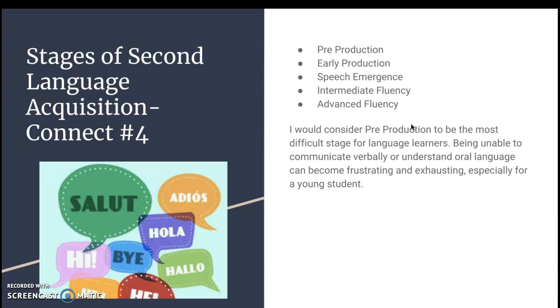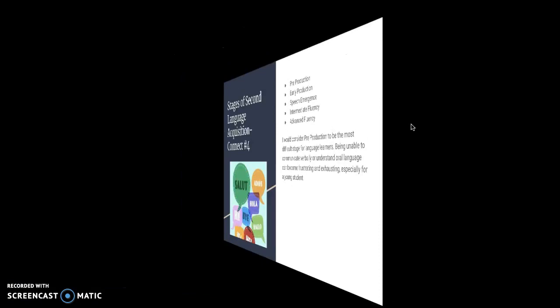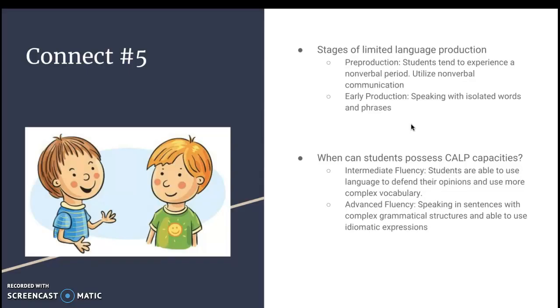There are many different stages of language acquisition, such as pre-production, early production, speech emergence, intermediate fluency, and advanced fluency. It's important to know that in those stages, there are different things that happen. Students tend to have a nonverbal period.